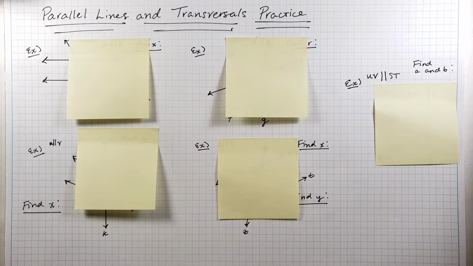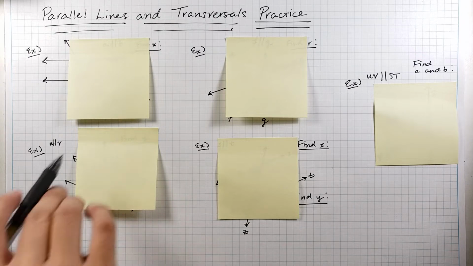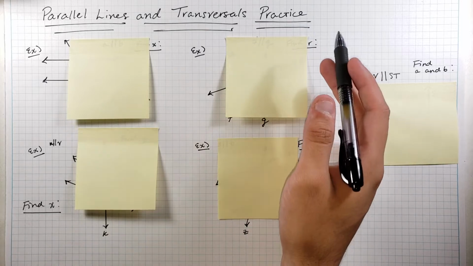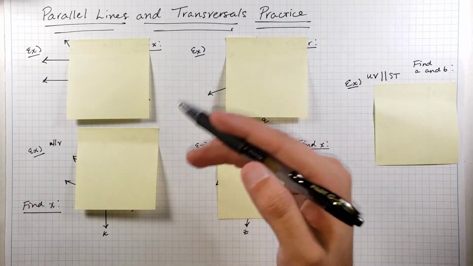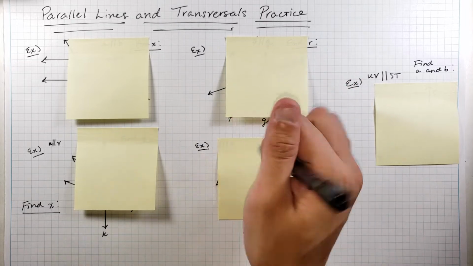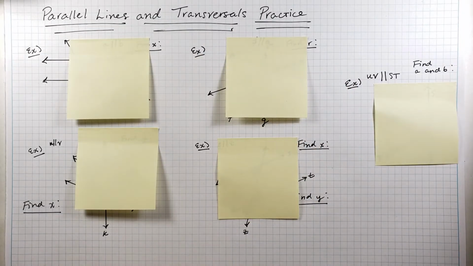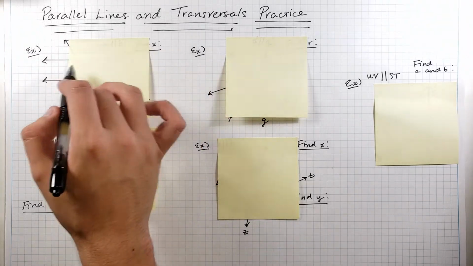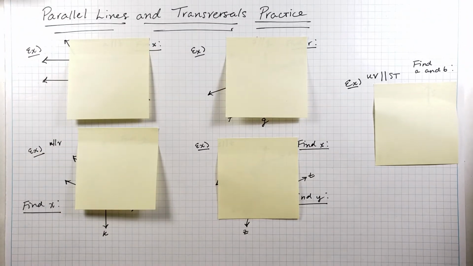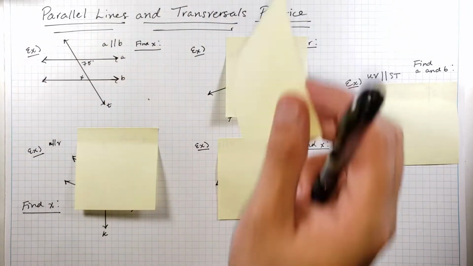All right, guys, so in this video, we're going to look at what I was talking about in the last video about using the fact that we know corresponding angles are congruent, alternate interior angles are congruent, and vertical angles are congruent for the transversal and the parallel line stuff. All right, so let's look at this first example.